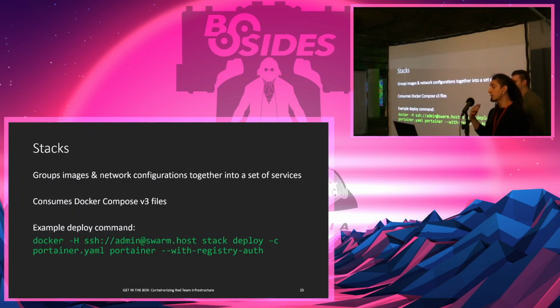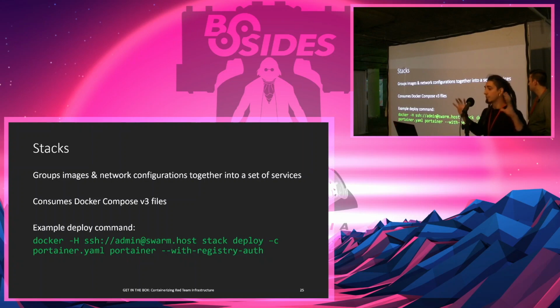So the way Docker Swarm works is through what's called stacks. A stack is a collection of services, and a service is a collection of containers. So basically what I'm doing is I create a stack for every single kind of service I have within the environment. At the bottom here, you can see the example deploy command for Portainer. And we'll go over in a second what that actually is.